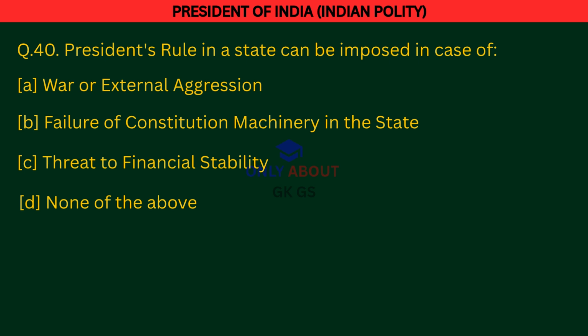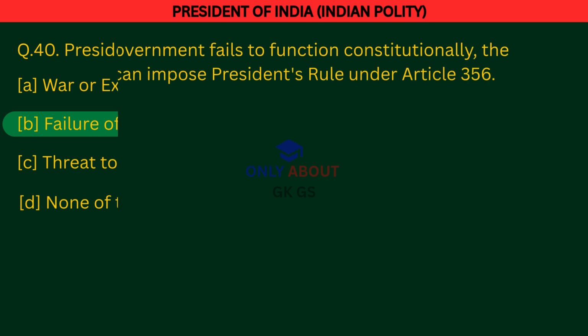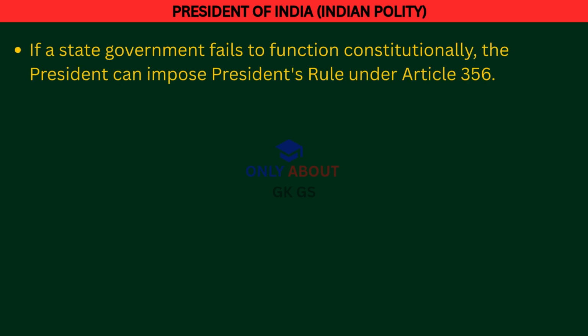Next question. President's rule in a state can be imposed in case of... Correct answer: failure of constitutional machinery in the state. If a state government fails to function constitutionally, the President can impose President's rule under Article 356.